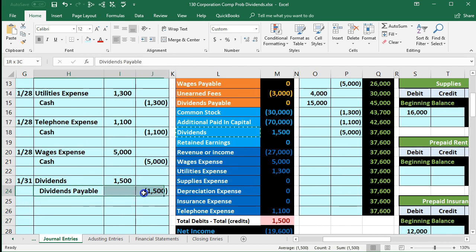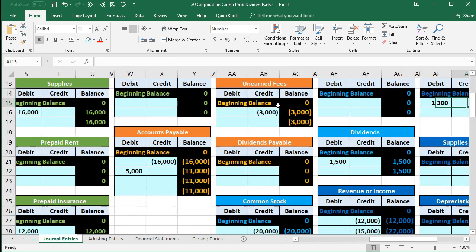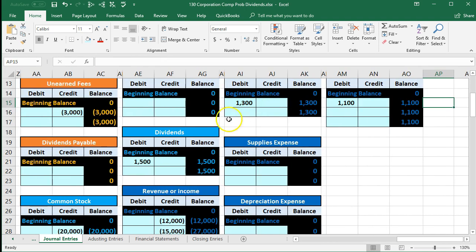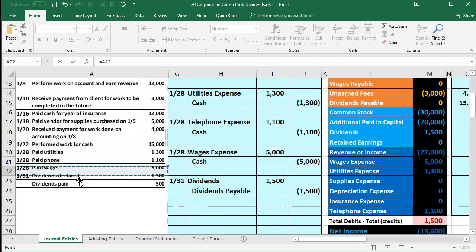Then we have the dividend payable, which is going to be our last liability account on the trial balance. It will be the same for the general ledger. We're going to scroll right. And here's our dividend payable. I'm just going to scroll so you can see it right there. We want to be on the credit side because the liability is going up with a credit. We will say equals, scroll to the left to find the journal entry that we need to post there. So here it is, dividends payable. We want to pick up that 1,500 credit and enter.